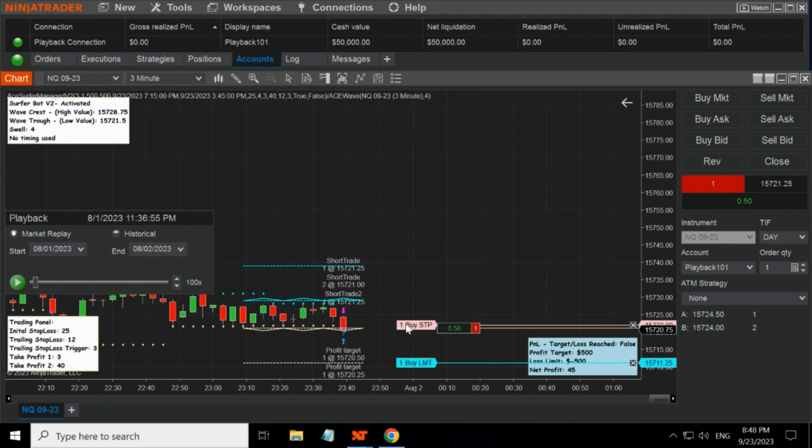So this trailing stop here started at 12. I guess it's 12 ticks, which I'm going to call 3 points. So 3 points behind that trigger, and then as price moved down, you can see it moved down here. This trailing stop was moved down. You may have seen it. So we're now sitting at a profit.